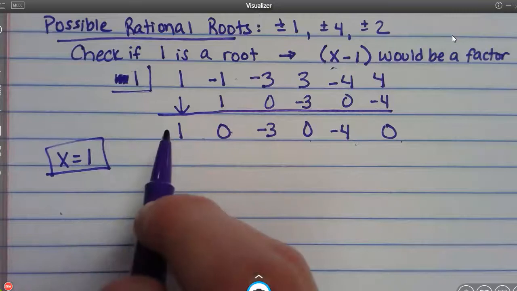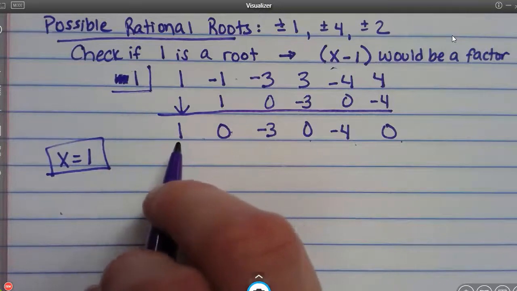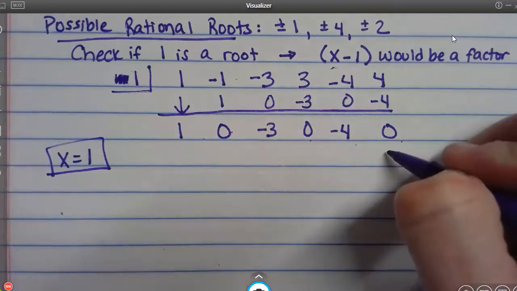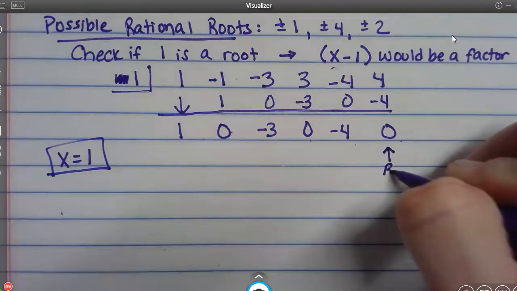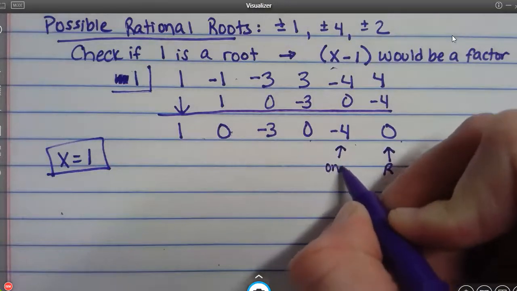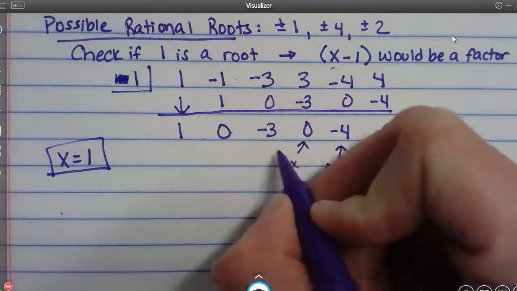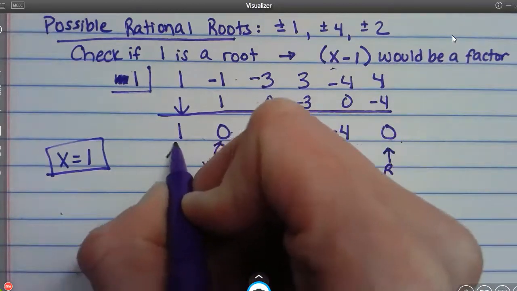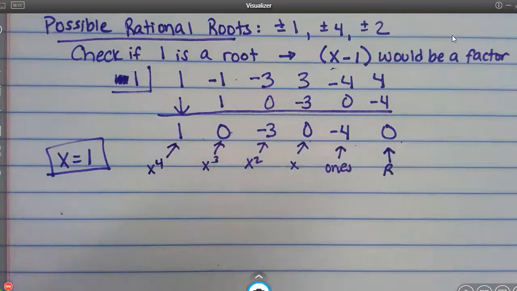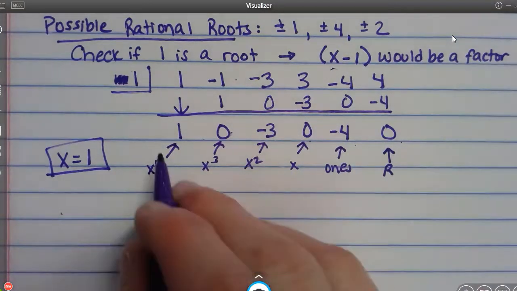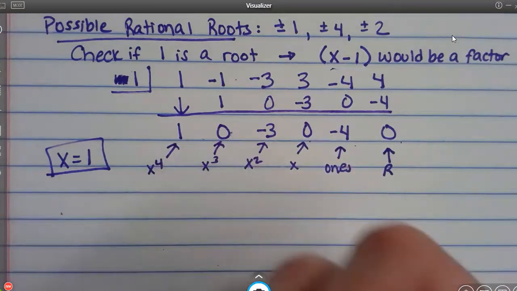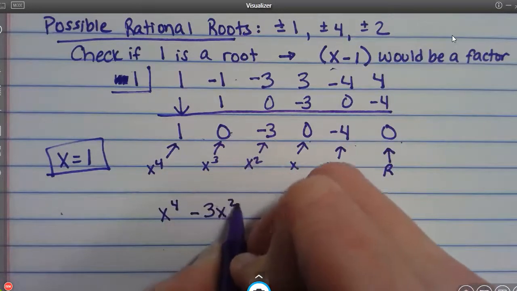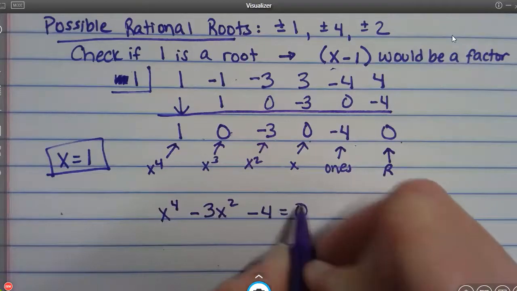So we divided by x minus 1. We got this. I can use this to keep going. And here's our remainder. These are our 1s. Here's our x's, x squared, and you don't have to write this out all the time. If I translate the result of my division back into x's, I have x to the 4th minus 3x squared minus 4 equals 0.